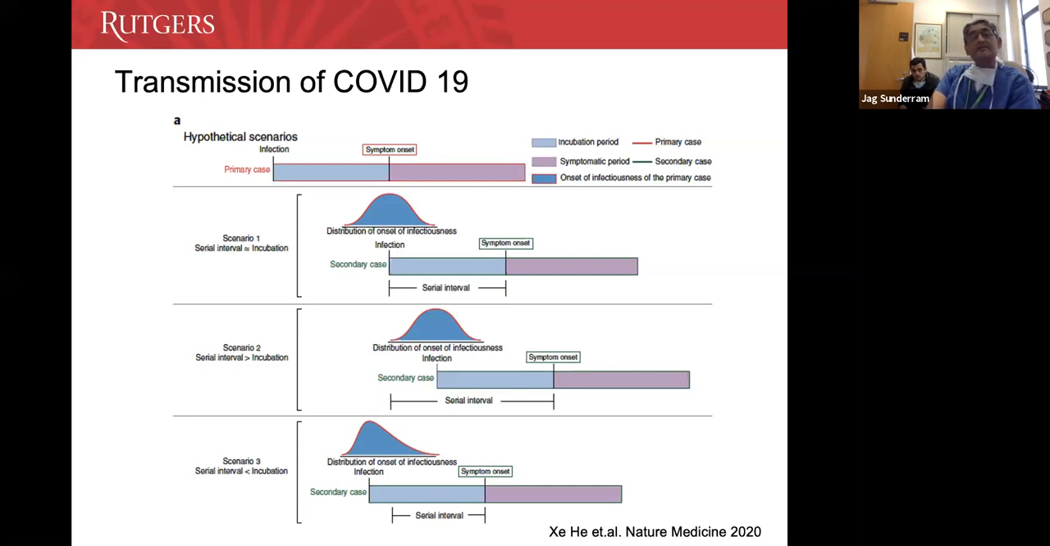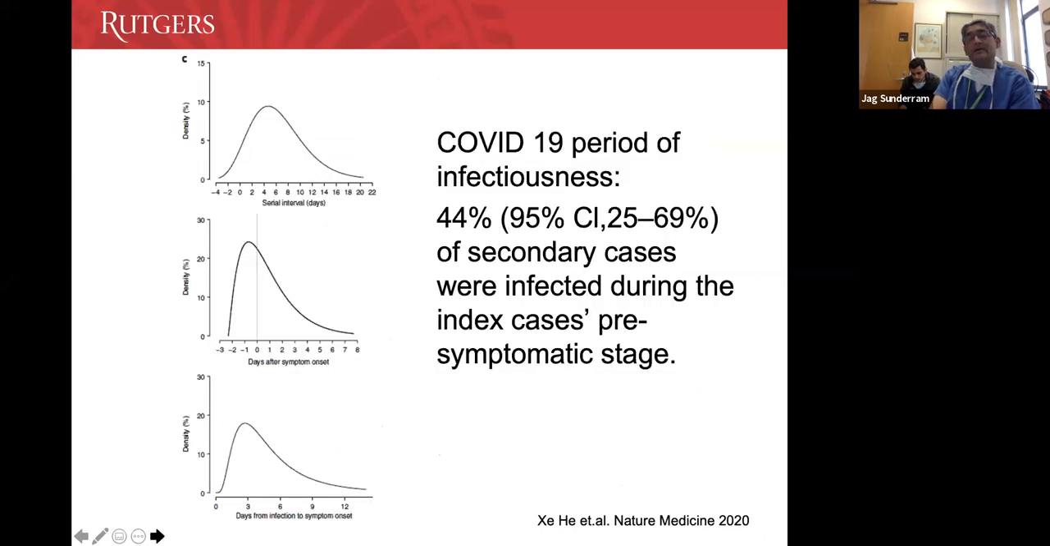So the third scenario is where you have a person who is infected, hasn't started to have symptoms, but begins to infect other individuals because their serial interval is shorter than the incubation period. A very interesting paper just came out in Nature Medicine looking at exactly this issue with COVID-19 about its period of infectiousness.